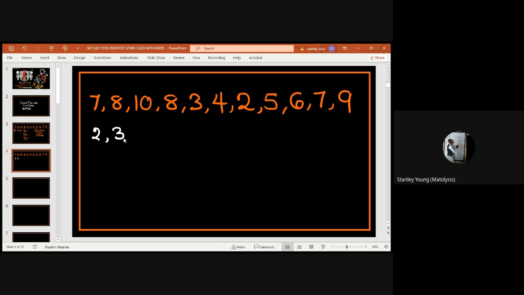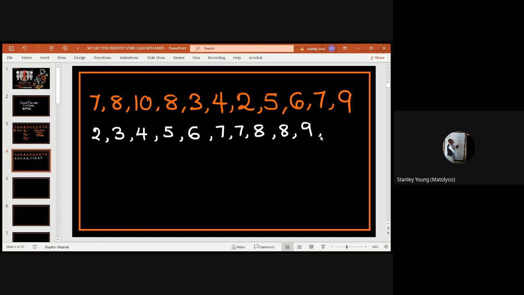3 also appeared once. I have 4, appeared once. 5 appeared once. 6 appeared once. 7 appeared twice. Then 8 appeared twice. Then we've got 9, which appeared once. Then we have 10.